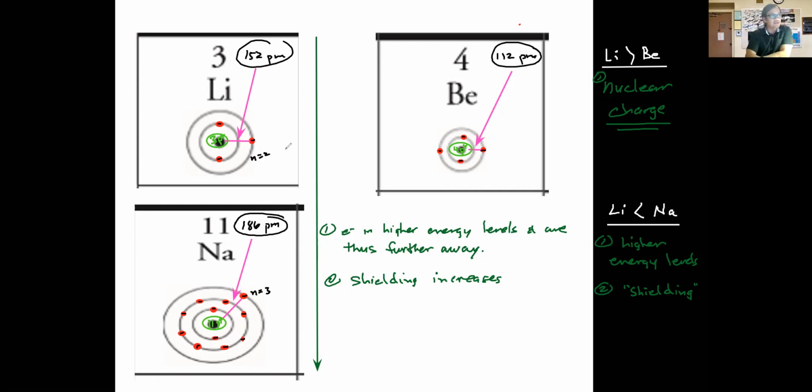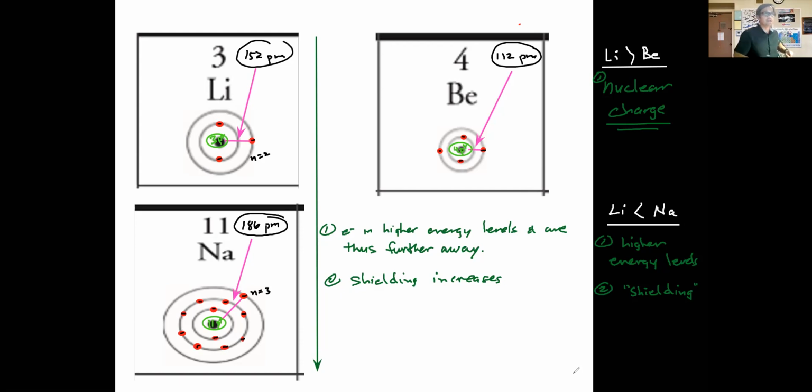The shielding here doesn't play too much of a factor, because if you notice here, for the period trend, each of these electrons, let's just focus on this electron and this electron, they're being shielded by the same number of electrons. Here you have 2 electrons shielding this one electron. Here you also have 2 electrons shielding this one electron. Shielding doesn't change across a period. Shielding changes as you go down a group. And that's what you've got to make sure you keep in mind.